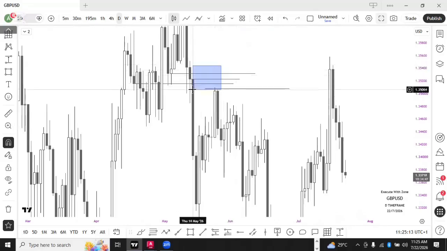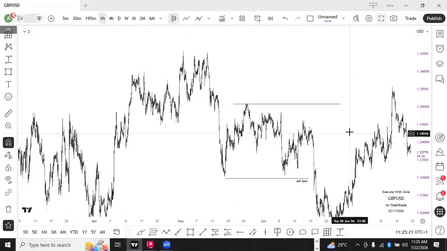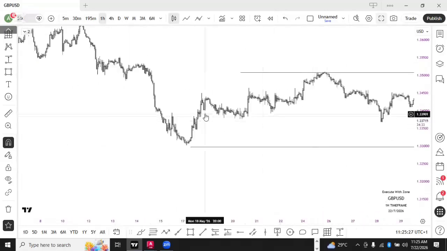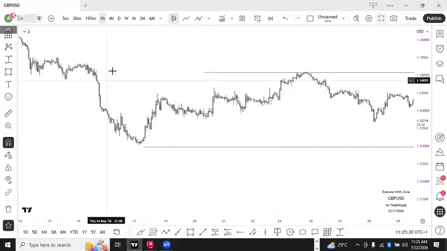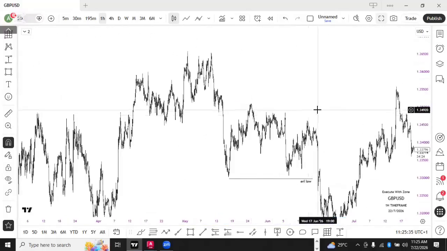So that's one thing I want to know, that since it's not coming from a higher time frame key level, let's check something else. Is there a liquidity sweep? There is no liquidity sweep. So this point here is not valid to be used.